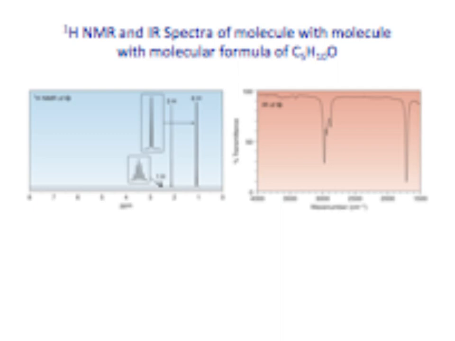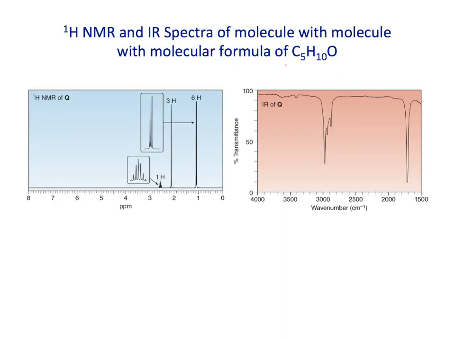Here's a proton NMR and an IR spectrum for a molecule that has a molecular formula of C5H10O. All right, so what's the first thing we should do? Degrees of unsaturation is, I think, always the best thing to do if we have a formula. Okay, so how many degrees of unsaturation do we have?